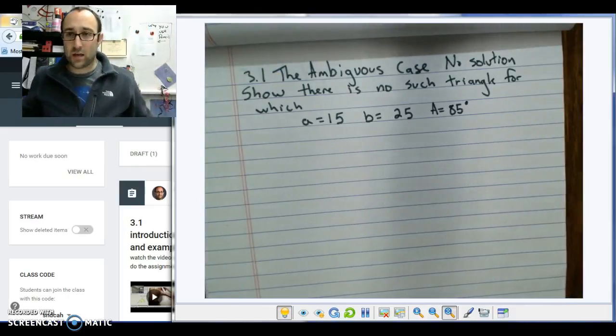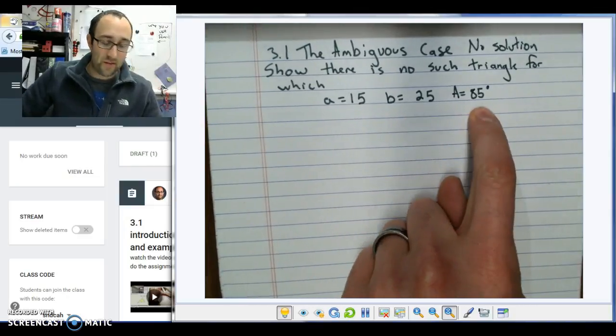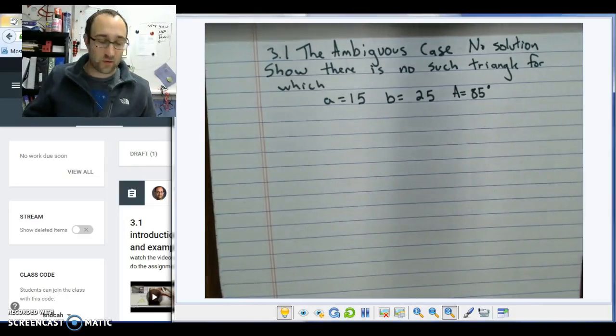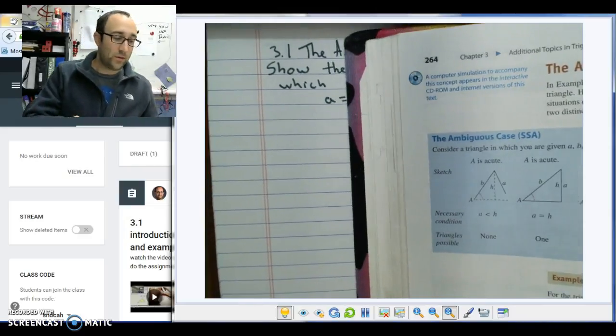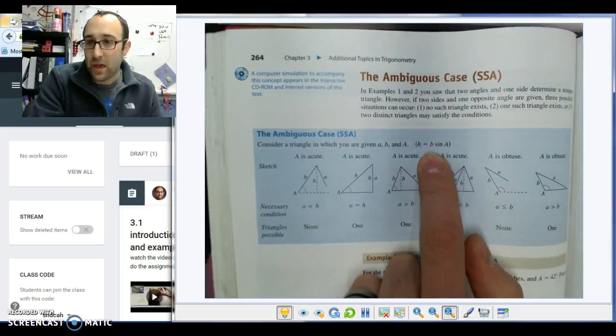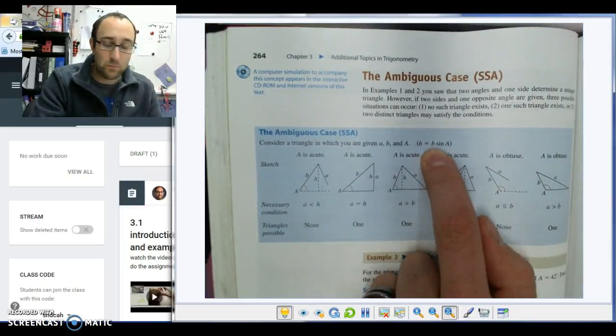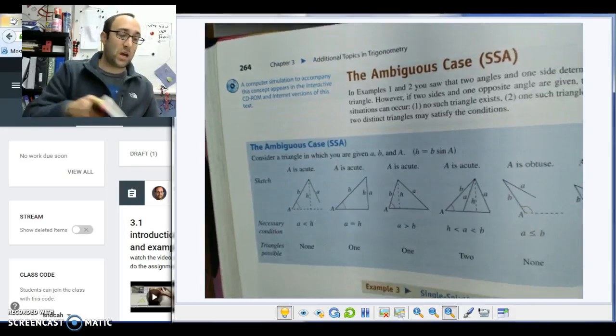What we are going to look at is where there is no such solution, and show it. Where a is 15, b is 25, and A is 85. A is 85, which means it is acute, so we're going to be looking at this one. Okay, so it says a is less than h. And if you see on the top, h, the height, can actually be found by saying b sine of the angle A. Alright, so let's actually do that.